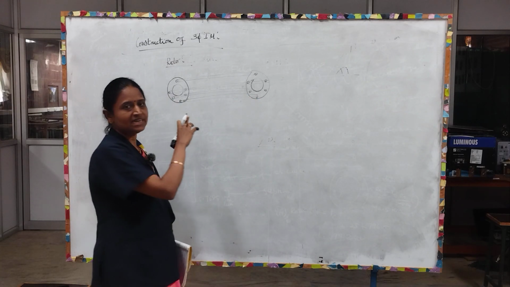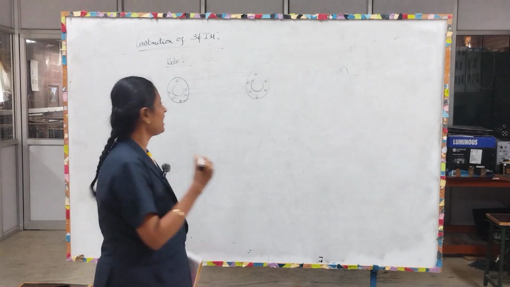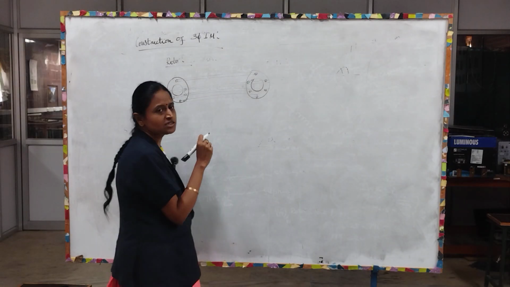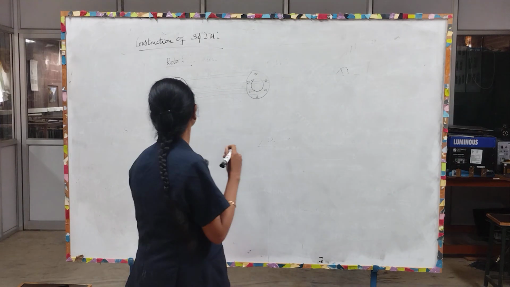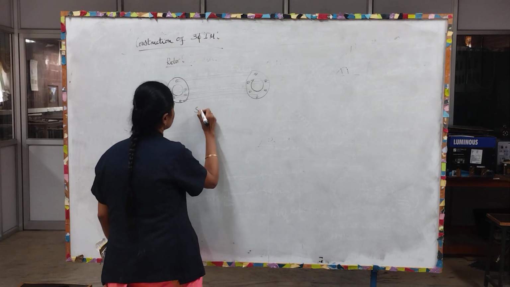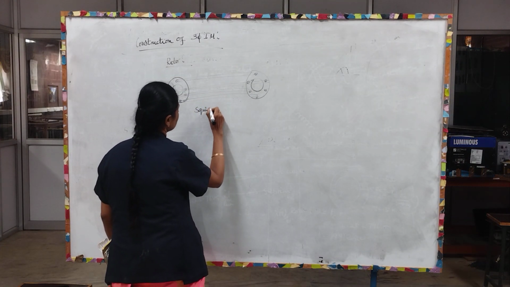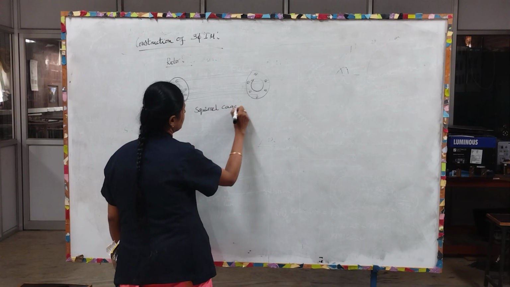So if you see this structure, it looks like the cage of a squirrel. That's why it is called squirrel cage rotor. Here the rotor bars are short circuited with the help of end rings. This is squirrel cage rotor.